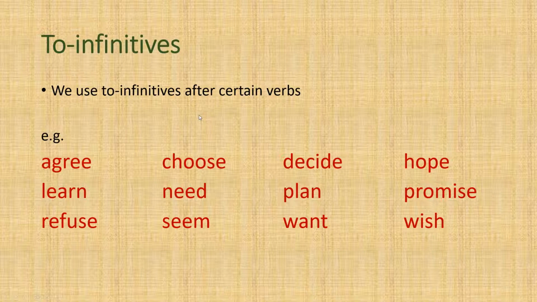Alright, now let's move on. When should we use to infinitives? Same logic, just like what we did in gerunds. We need to use to infinitives after certain verbs. Here are the examples. We have agree, choose, decide, hope, and so on. Again, you need to check all the Chinese meaning one by one by yourself.